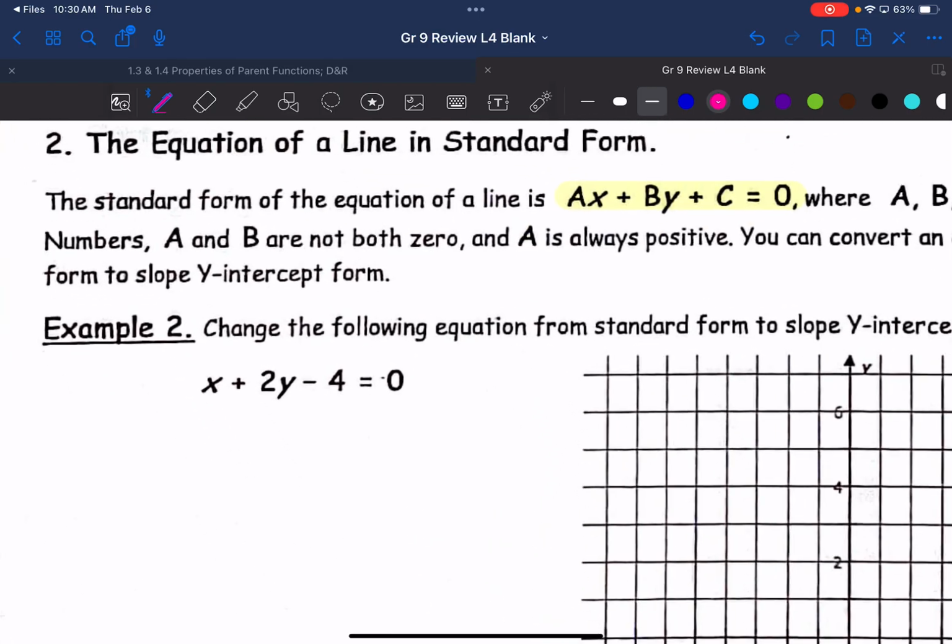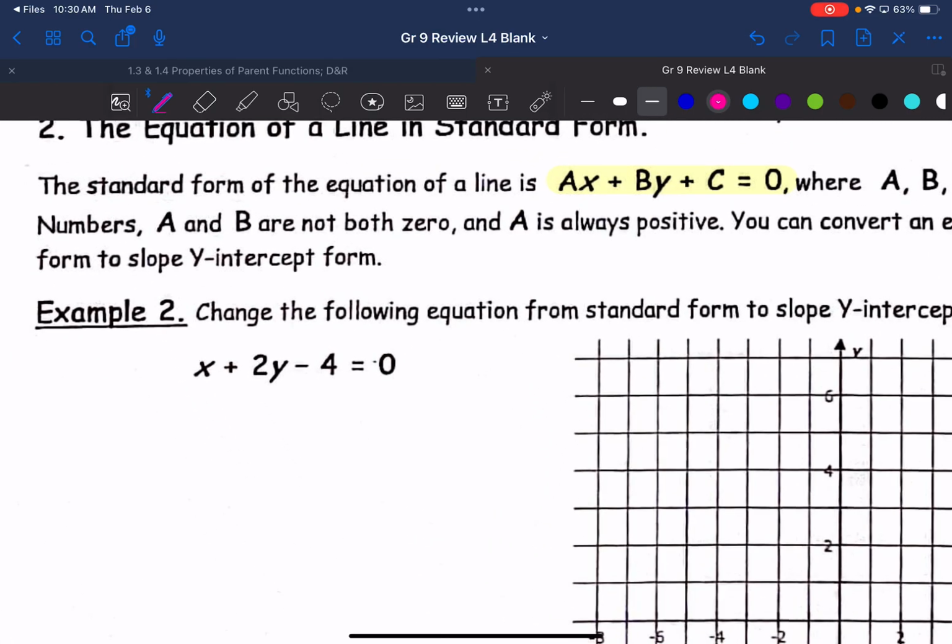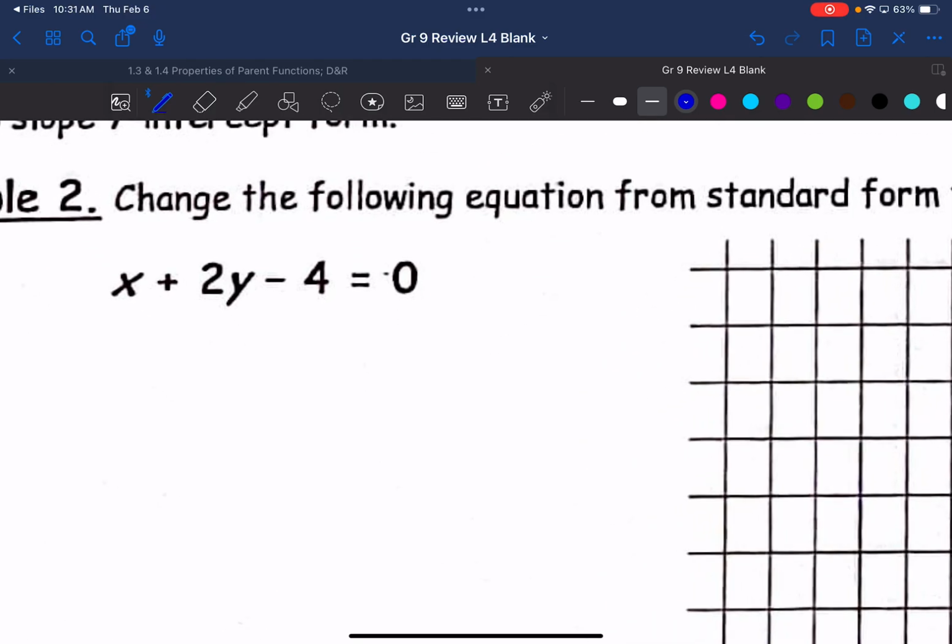The goal is that y needs to be by itself. So how could I put y by itself? What's got to move? What's got to get kicked over? What's getting moved over? I agree, -4 and x. This is getting kicked over and we're going to change its sign. And same thing, x is getting kicked over, and we're going to change its sign.